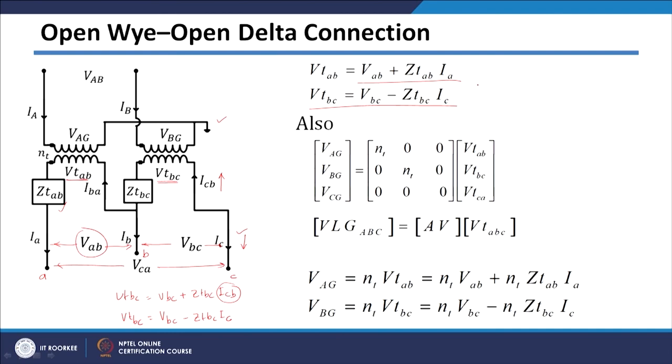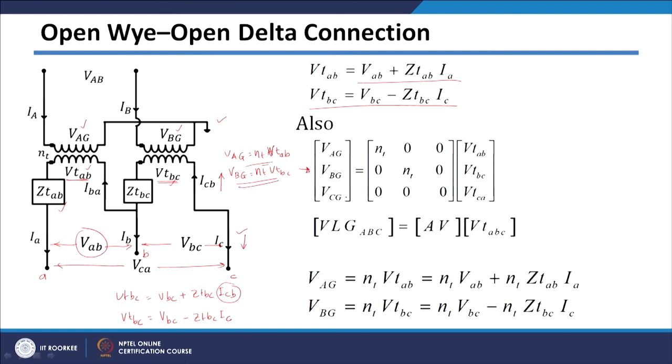Before putting it in matrix form, let us derive the turns ratio condition also. As I told you, the voltages VAG and VTAB, and VBG and VTBC, are just related by the turns ratio. So VAG will be equal to NT multiplied by VTAB, and VBG will be equal to NT multiplied by VTBC. If you put these two equations into matrix form, I will get this equation.